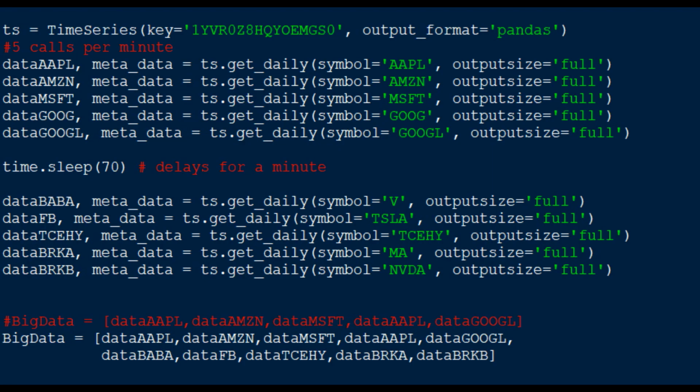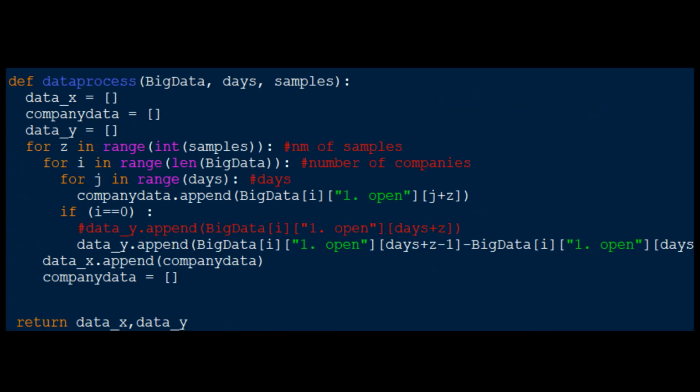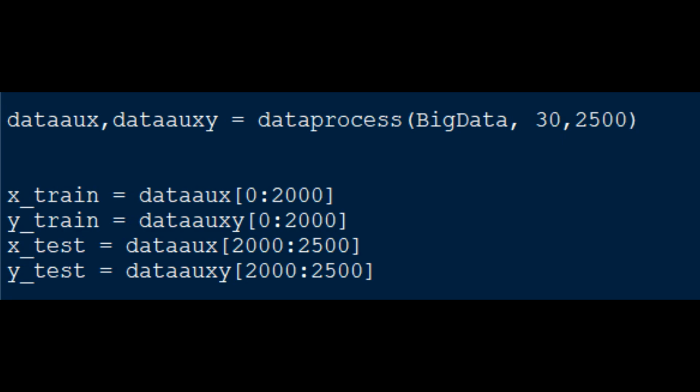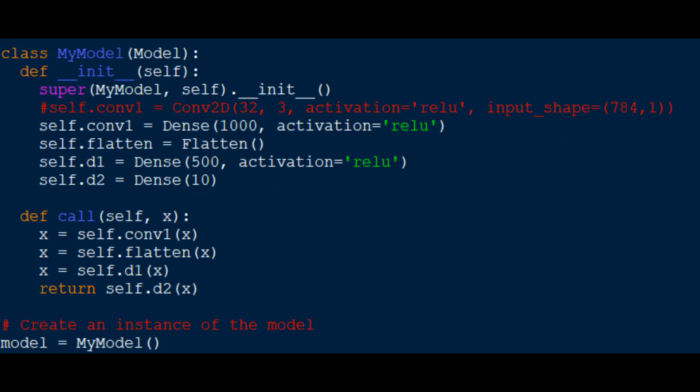So I imported the data using Alpha Vantage. There's a Python library that's very useful. You can make 500 calls a day. So this program makes 10 calls. They get all of this data from 10 different companies, 20 years of data. And then I process it. I change the format of this data to be compatible with my neural network. I create two vectors, the one with the samples and the one with the results. I split them in training and test, as always, and then I run the neural network.